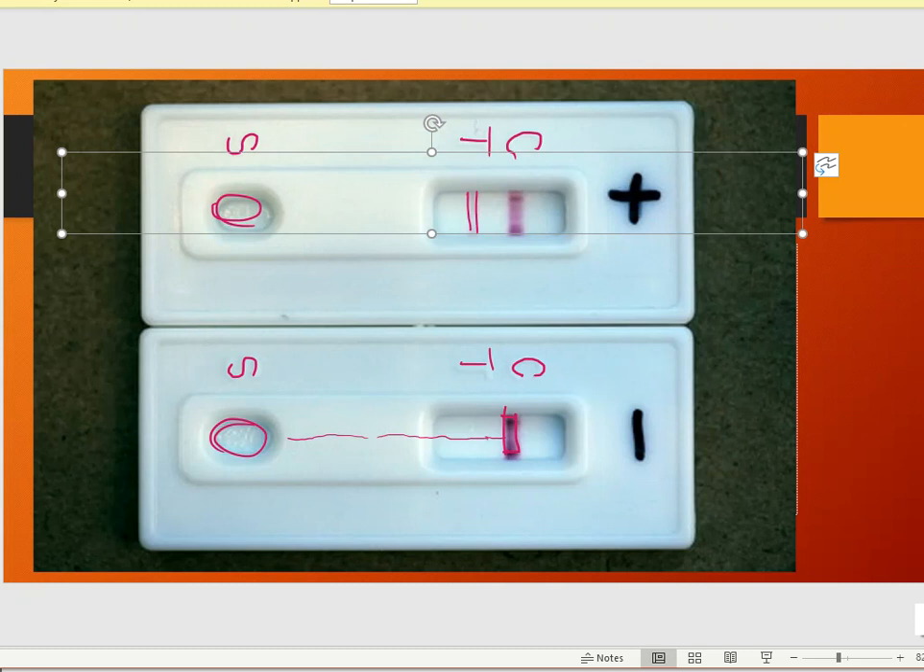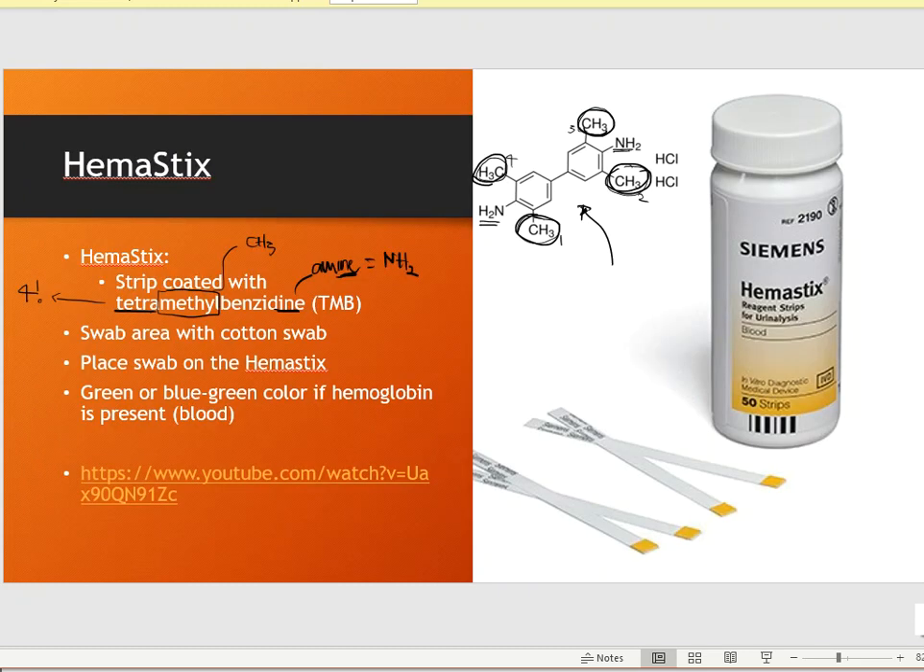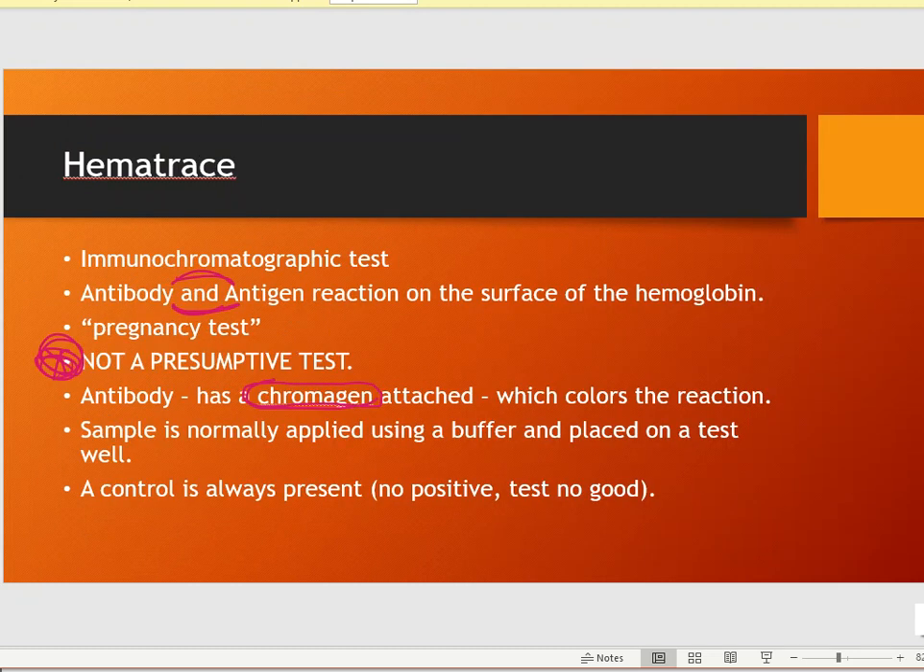Okay. All right, so that's all that I really want to talk about in this video. Two more ways that we can identify a blood sample. And then in the next video, we're going to talk about our third way, and that's not really using reagents at all, right? All of these we've used reagents with. We've used phenolphthalein, and then in the HemaStix, we've used this TMB reagent, and then in the HemaTrace, we've used the actual specific antibodies and antigens that can be found on the surface of a red blood cell and hemoglobin in order to do the test. So it's getting more and more and more specific as I've gone through the PowerPoint slides here.